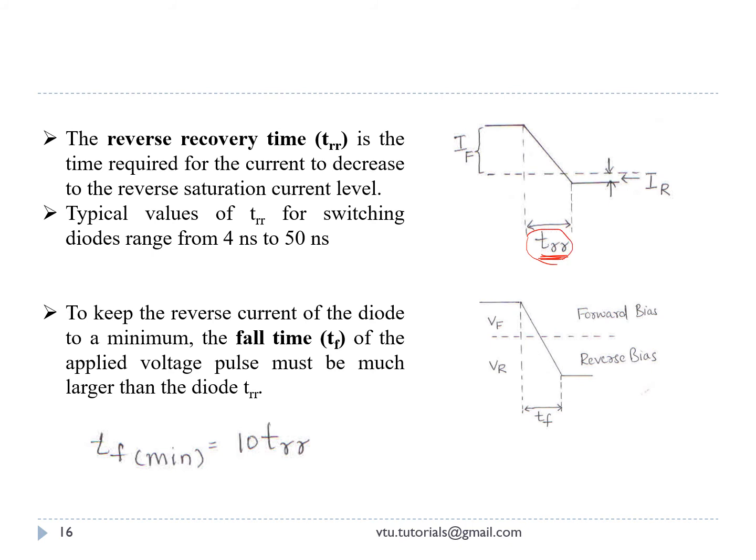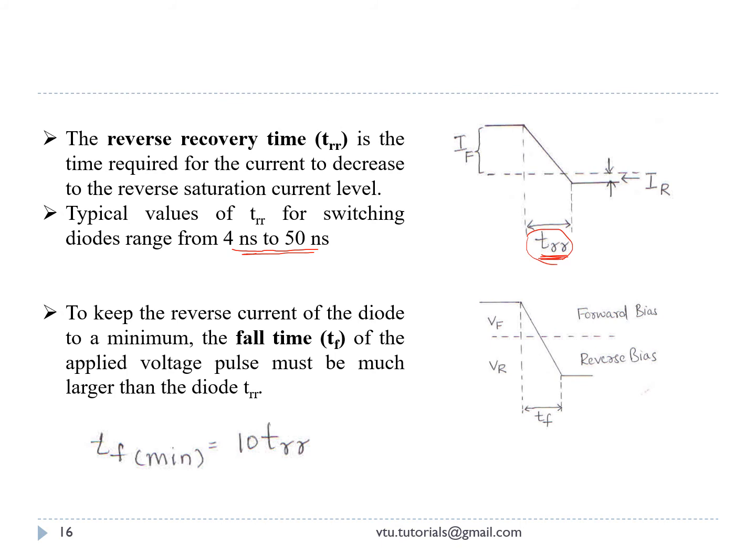Hence, we can say once again, the reverse recovery time is the time required for the current to decrease from IF to the reverse saturation level IR. That is the time taken. Typically the values of reverse recovery time for switching diodes range from 4 nanoseconds to 50 nanoseconds. This once again depends on the type of doping, or the quantity of doping, that we do in a junction diode.